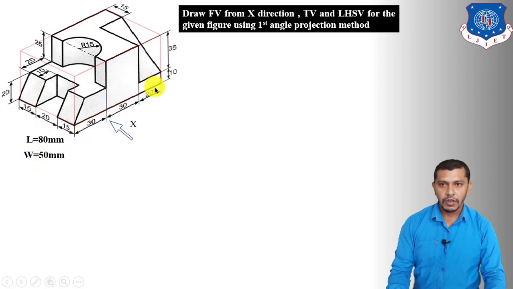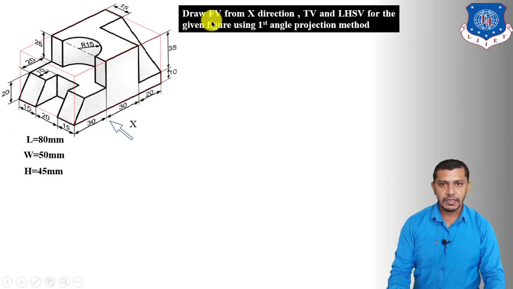Now the height of the cuboid. The distance between this bottom edge and this top edge will give us the height of the cuboid. So it is 10 plus 35. So the height of the cuboid is 45 mm.